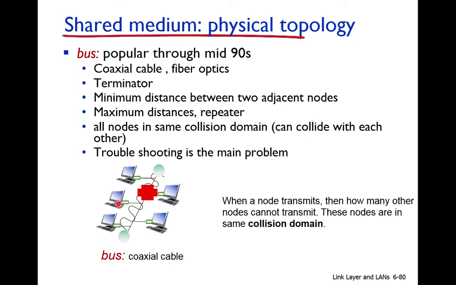So what is collision domain? When a node transmits, how many other nodes cannot transmit at that time? These nodes are in the same collision domain. So the bus topology was very simple, but it has two limitations. The first was that all the nodes have the same collision domain. And second is troubleshooting.